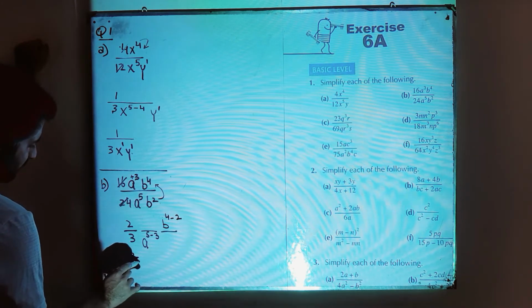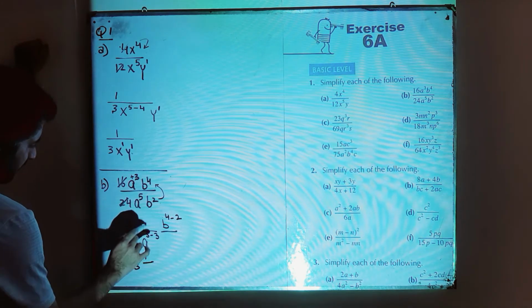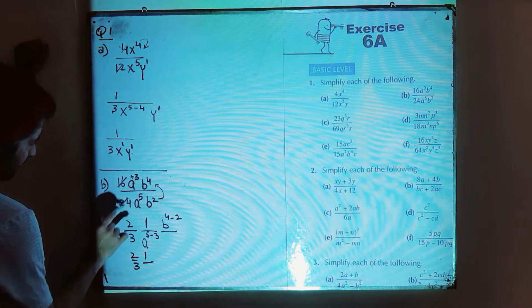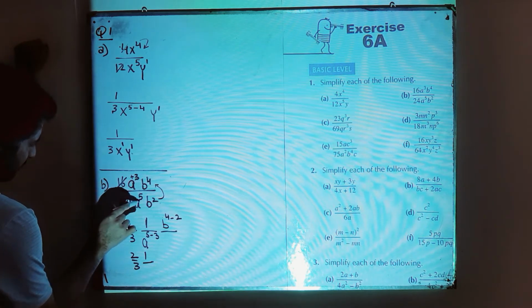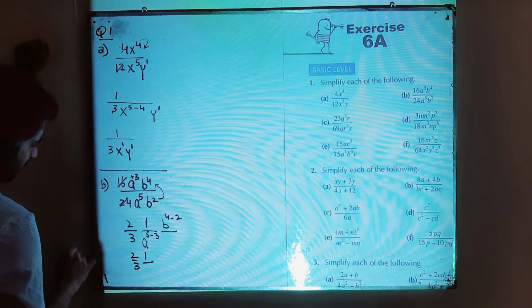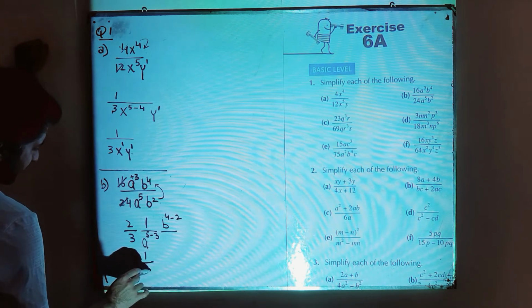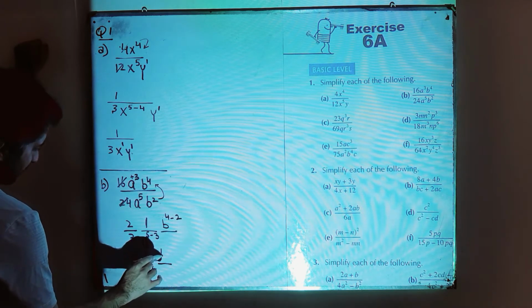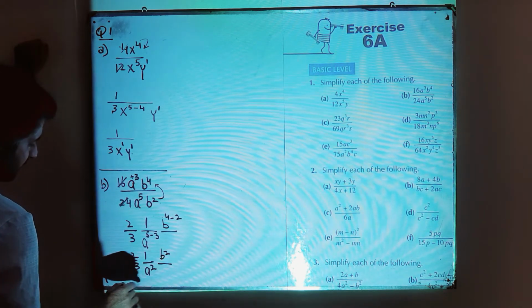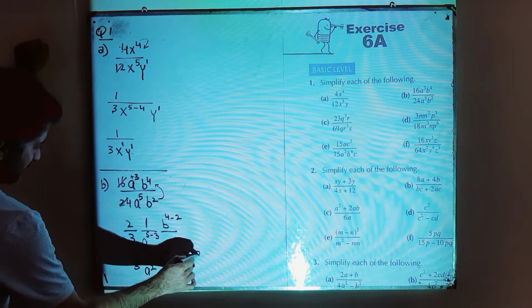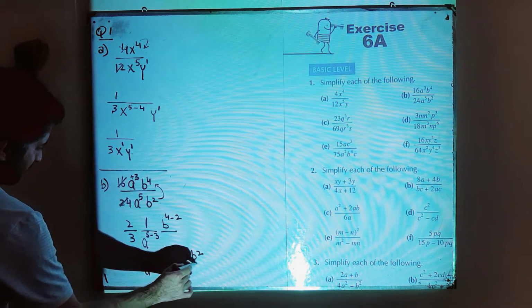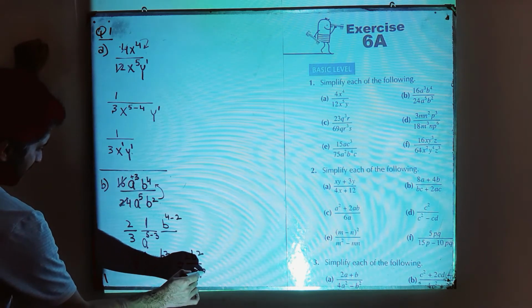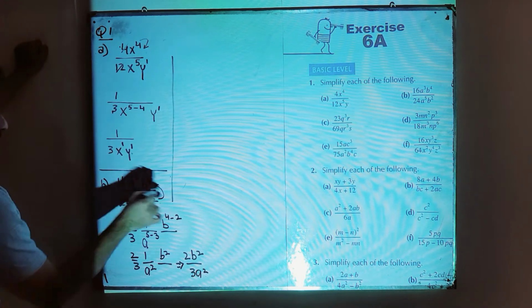So that will be 2 over 3, and we have 1 over here. If this a power 3 is moved to the denominator, then you can write 1 over here. A power 5 minus 3 is a square and b power 4 minus 2 is b square. So this is your answer, 2b square over 3a square. This is the simplified form of this one.